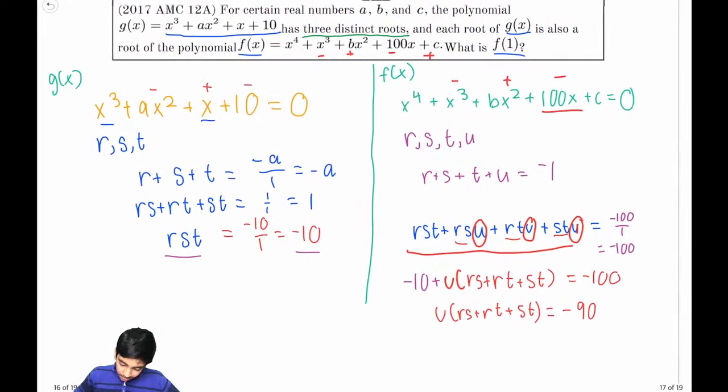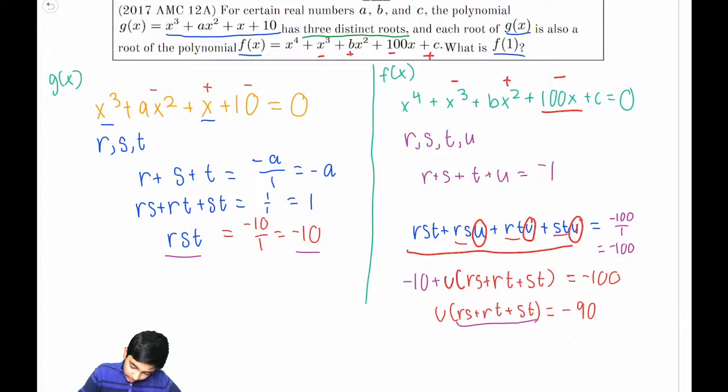Okay, so now, does rs plus rt plus st seem familiar? This will be equal to 1. So u times 1 is negative 90, or u will be negative 90. Okay, so now we know that u, the fourth root, is negative 90. So if the fourth root is negative 90, we can just substitute that into our equation here. Negative 90 is negative 1. So we add 90 to both sides to get r plus s plus t equal to 89.